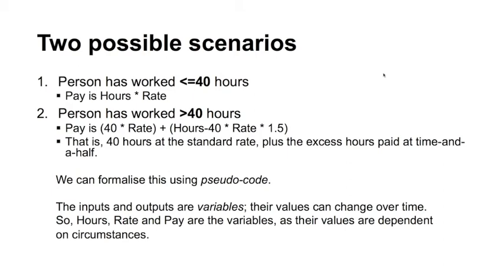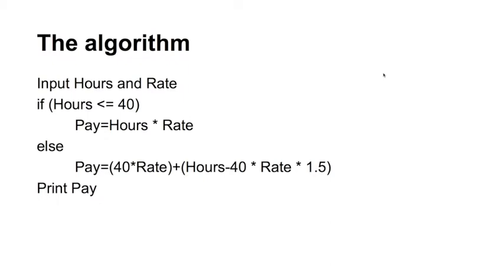this algorithm as what we call pseudocode, which is a formal version of English that we make a lot of use of. So here we have two input variables, if you like, hours and rate, and one output variable, pay. So here's our algorithm in pseudocode.